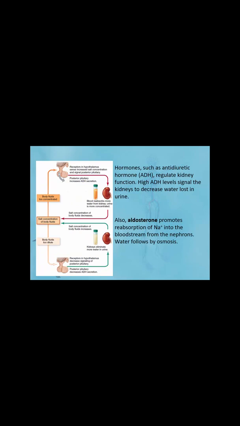Certain things can have some effect. Hormones can have an effect on how much filtrate you produce, how much urine you produce. Hormones like ADH regulate kidney function. High ADH levels signal the kidneys to decrease water loss. So if you're dehydrated, you will produce ADH and it will reclaim a lot of water. There's special pores that will open up in the collecting duct to reclaim as much water as possible. Aldosterone also increases the reabsorption of sodium. Sodium is the most osmotically active particle in the human body.